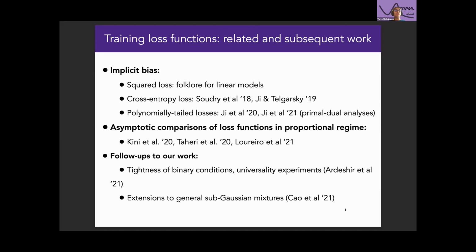And finally, I want to say a little bit about some interesting follow-ups to this line of work. So for example, Naveed, Clayton, and Daniel actually showed that the n log n threshold that we had shown a few slides ago is in fact tight. And you actually need the dimension to greatly exceed the number of samples. So you may not see this phenomenon of support vector proliferation in a proportional regime.